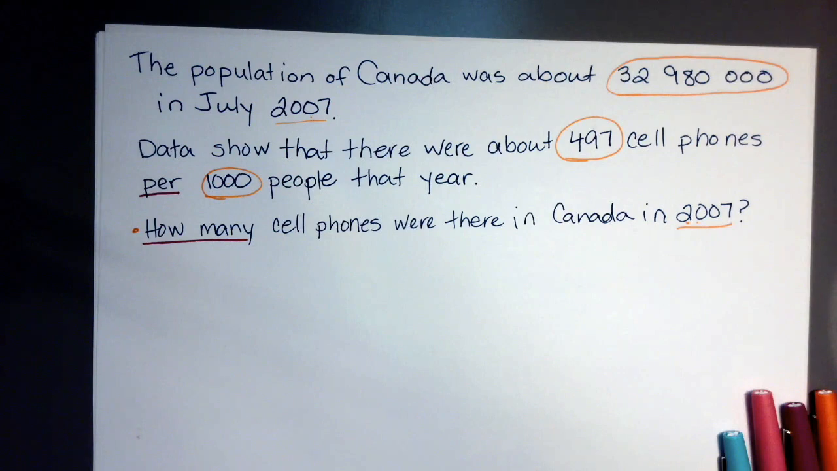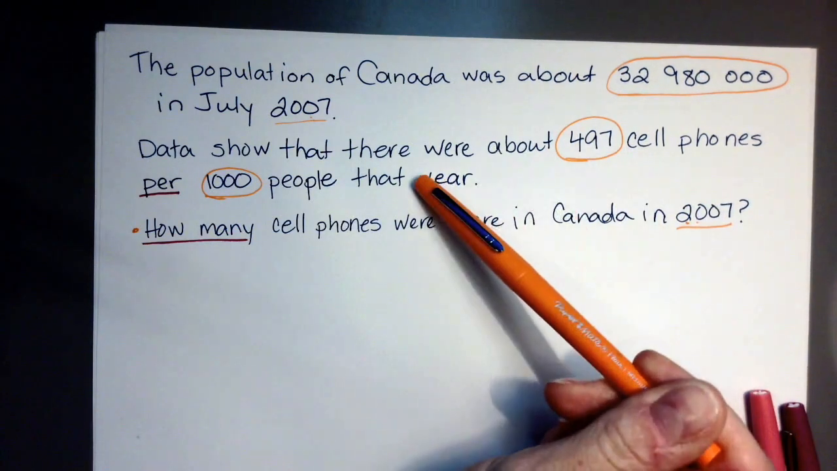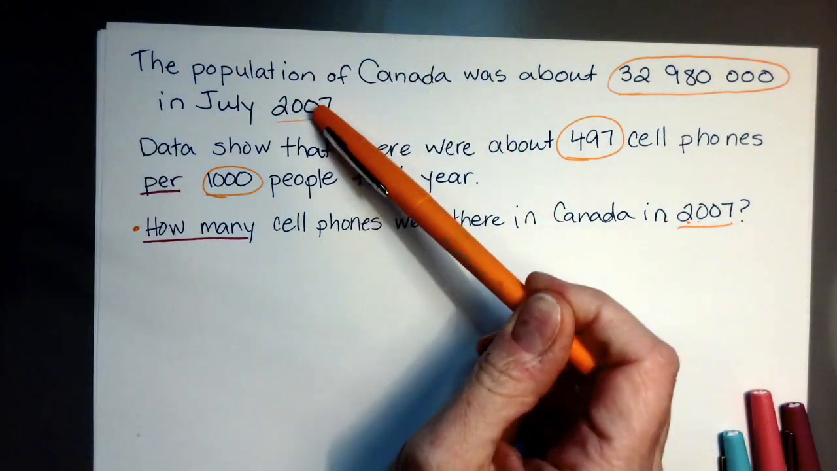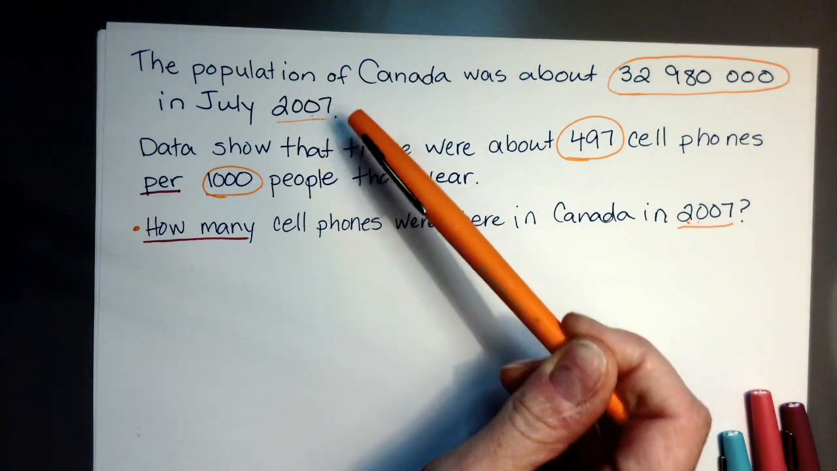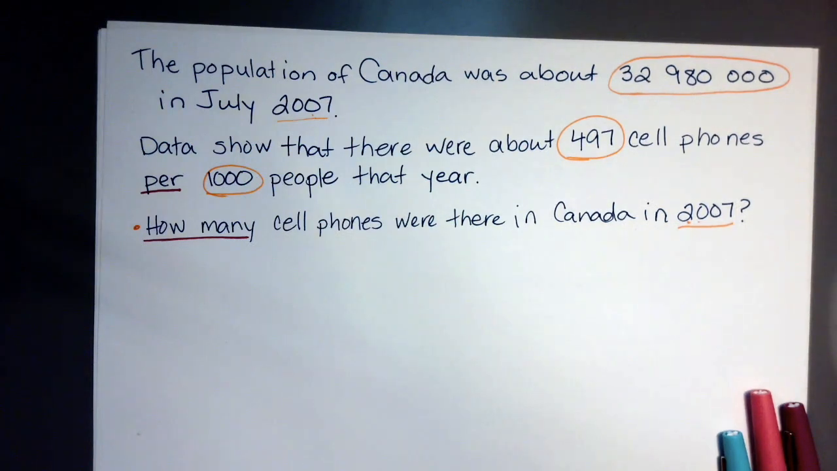Data show that there were about 497 cell phones per 1,000 people that year. And by that year, they mean 2007, which we know because we are just cross-referencing 2007, that year, which is meaning 2007, and again, 2007 here. So we know that we're talking about the same year in all three sentences. Now, let's go back to this important part.